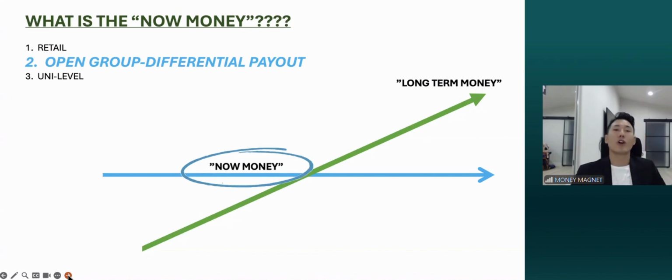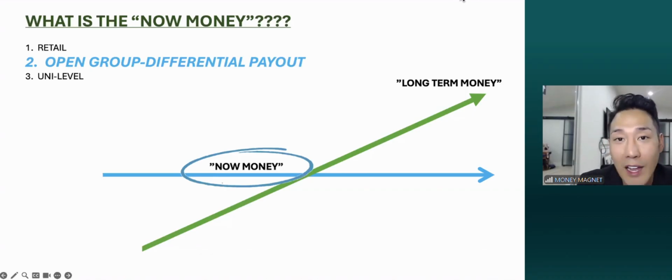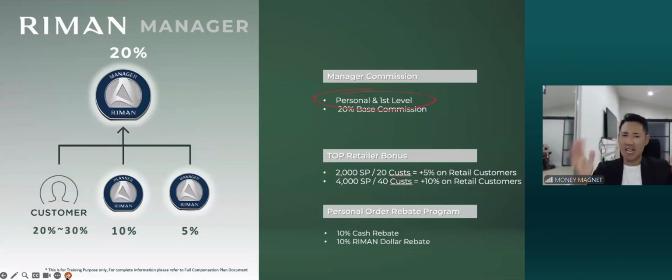All right, now let's get into the open group differential payout. Now, this part is my favorite part. This is where the big money is. This is what I actually showcased at the RIMAN 2025 convention on stage with some of our team leaders and directors, and we did this whole cha-ching, cha-ching, right? But I'm going to explain to you today really how this open group differential payout is going to get you rich, all right? So if you guys are ready, I'm diving in, all right? There are some nuances I want you to pay attention to, right?